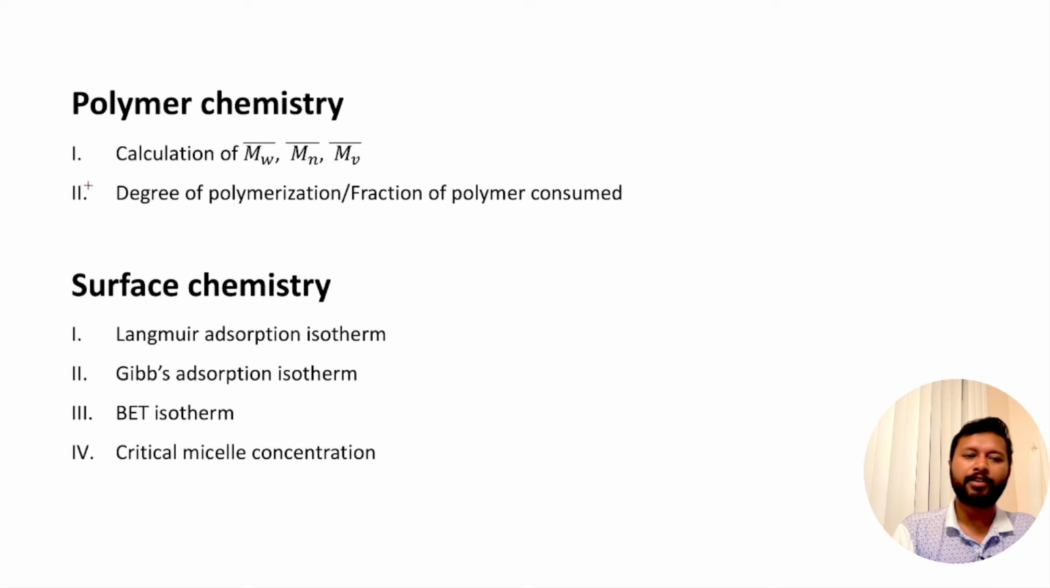So in polymer chemistry, if you don't want to study complete polymer chemistry, at least you should do these topics: calculation of Mw, that is weight average molecular mass, number average molecular mass, and viscosity average molecular mass, and degree of polymerization and the fraction of polymer consumed. There are some equations, some formulas which you should know. There are a lot of things which can be covered in polymer chemistry, but if you are not studying the other things, just try to remember the formulas of these, and if a question comes in the exam, at least you can give it a shot.